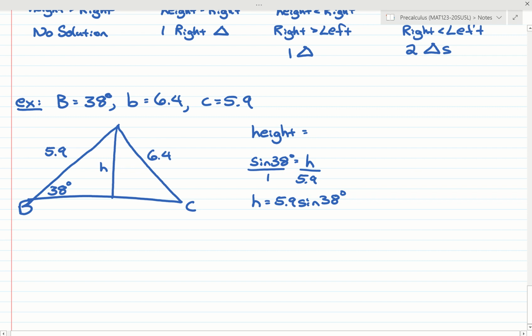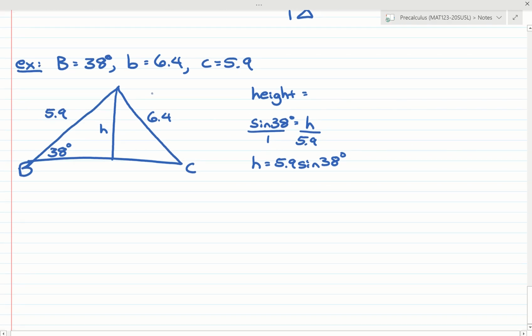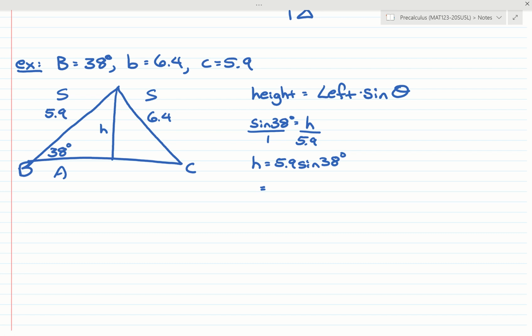Going forward, whenever you have a triangle where you could draw it where it's a side and an angle, the height is always going to equal the left side times the sine of the angle. That's how you determine what the height is. So in this case, I'm going to type this into my calculator, 5.9 times the sine of 38 degrees tells me the height is 3.6.